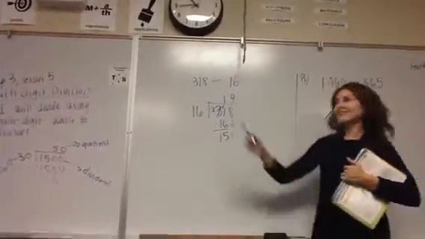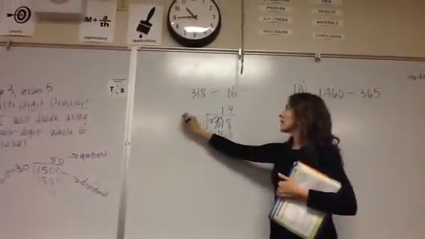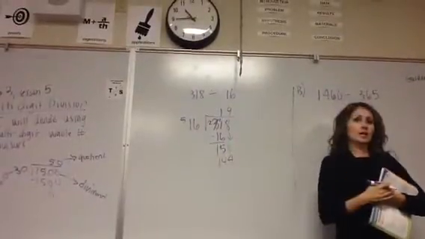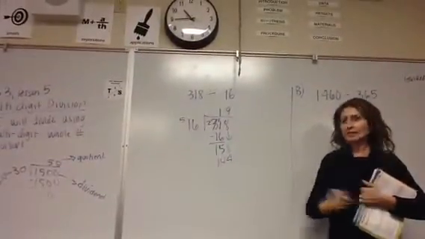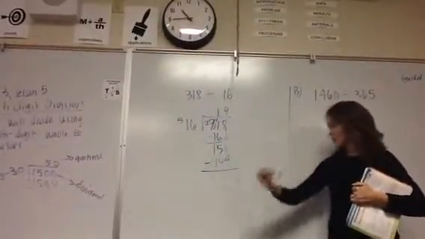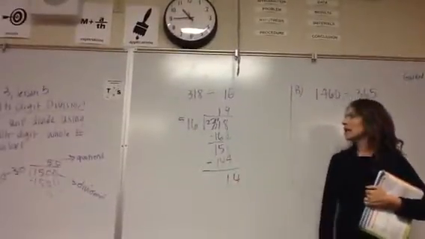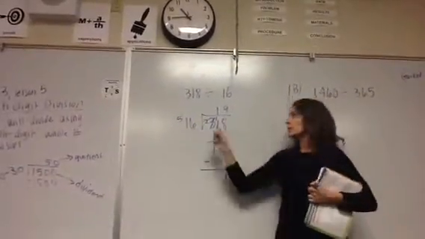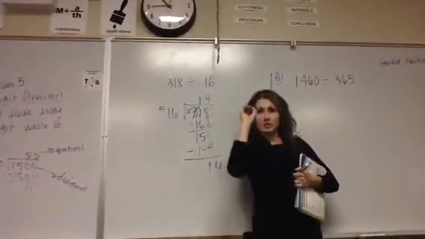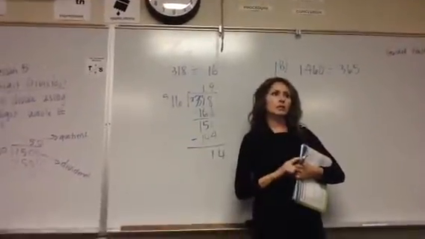Boom, 9. 9 times 6? 54. 9 times 1 plus 5? 14. I think that's as high as we're going to get, right? Good. We subtract. 8 minus 4? 4. 5 minus 4? 1. And then we're done. Typically, when we're working with decimals, we would keep on trucking until you get a 0 or it starts to repeat. But we're not working with decimals here.